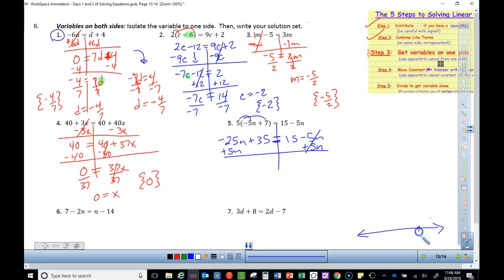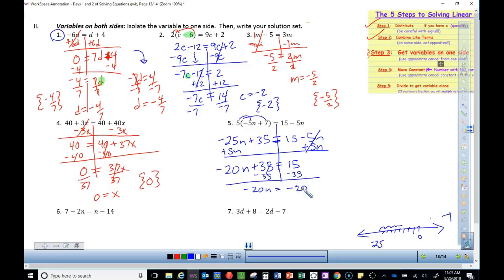If I have 0 all the way up to -25, and I'm going to add 5, adding is this direction, so I'm going to end up at -20n equals 15. And now I have to isolate that variable. So I'll get rid of the adding by subtracting. Negative 20n equals 15 minus 35 is going to give me negative 20.